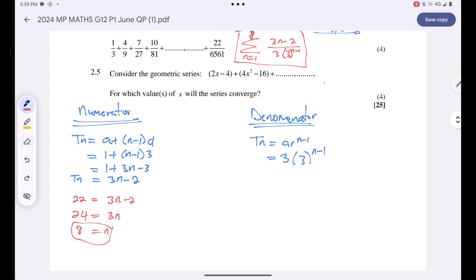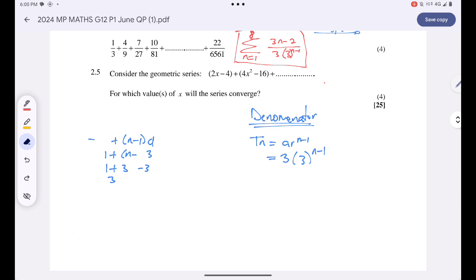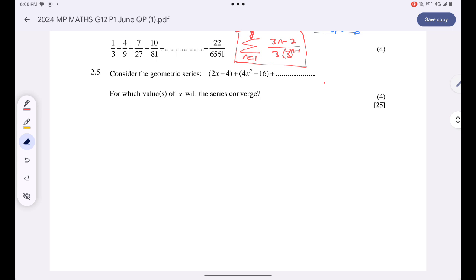And then 2.5, we are supposed to consider the geometric series. And then we are being asked for which values of x the series will converge. The series, guys, only converges if and only if the ratio is between -1 and 1. Are you together? So if r is between -1 and 1, therefore my series will converge. But what is r? r is basically T2 all over T1. In this case, I simply have 4x squared minus 16 all over 2x minus 4.